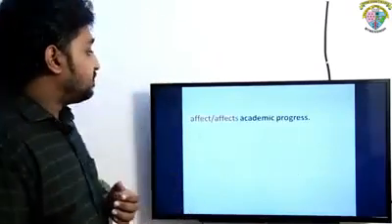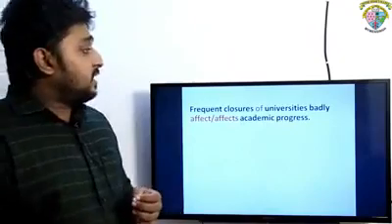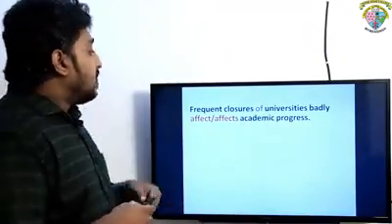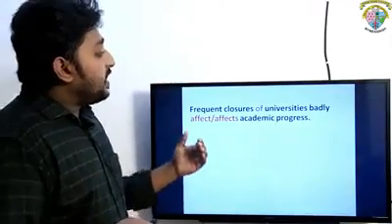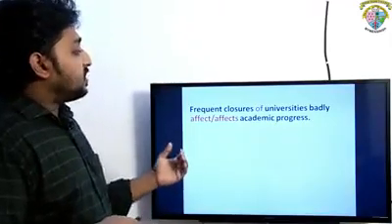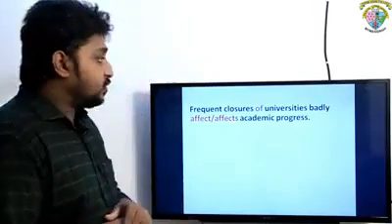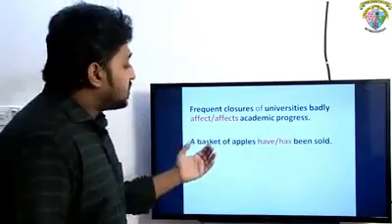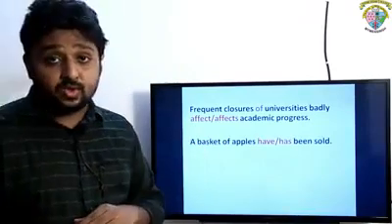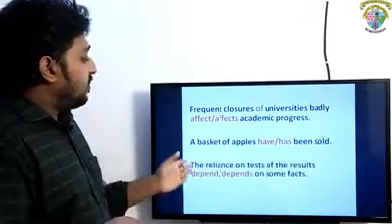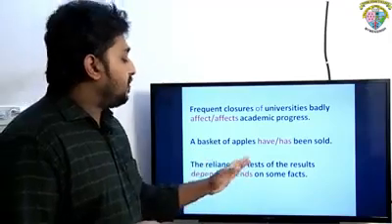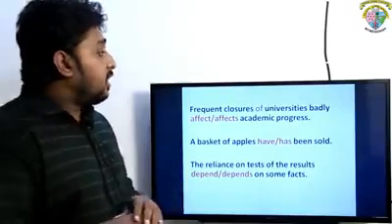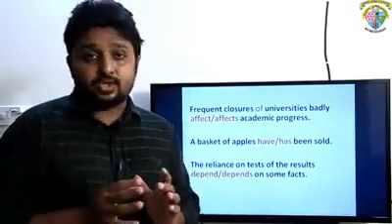So the next one, here is another hurdle, another puzzle we have to solve. Please try to understand. Frequent closures of universities badly affect or affects academic progress. What is the answer? Try to think as soon as possible. A basket of apples have or has been sold. And the last one: the reliance on test of the results depends on some facts. So here, we have to take a clue actually. And what is the clue?